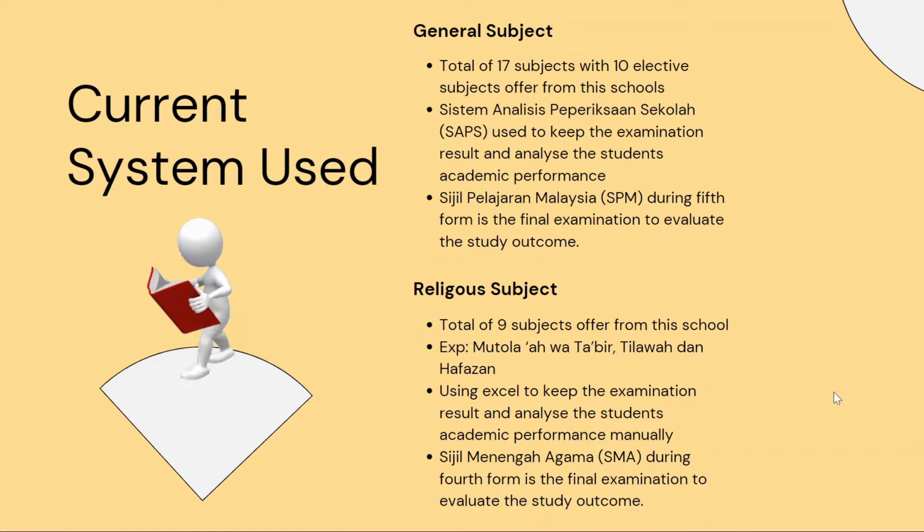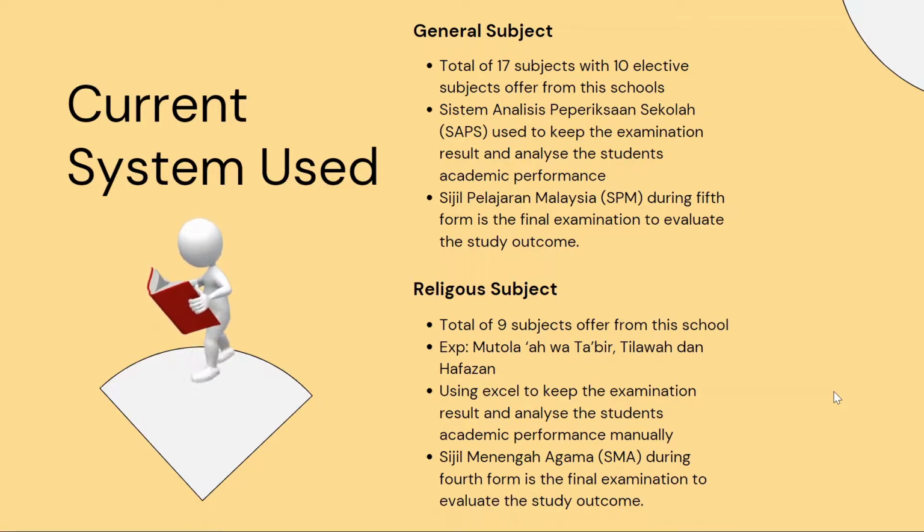Next, for the current system use, for the general subjects, they offer a total of 70 subjects with 10 elective subjects. And the system analysis peperiksaan sekolah (SAPS) is used to keep the examination results and analyze the students' academic performance. And SPM during fifth form is their final examination to evaluate the study outcome.